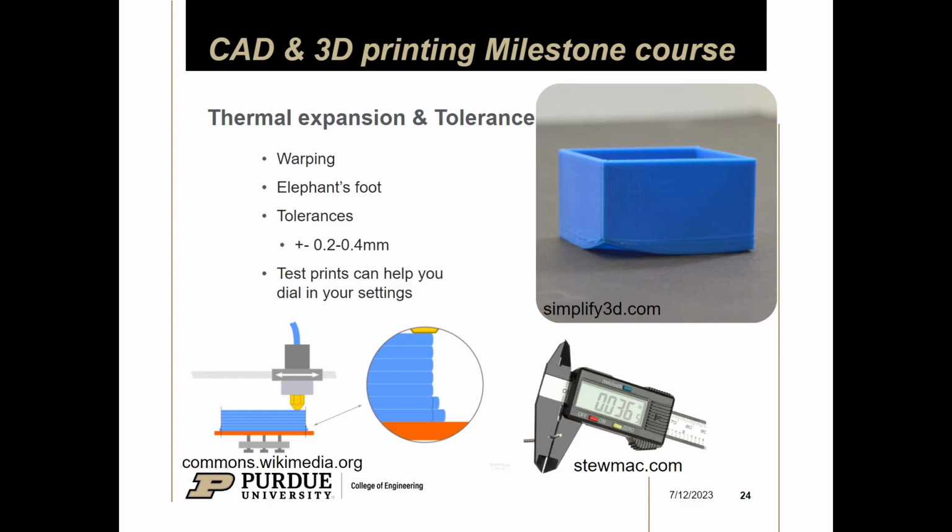Generally, printers have a tolerance of like 0.2 to 0.3 millimeters. So it's not really meant for extremely precise things. But yeah.